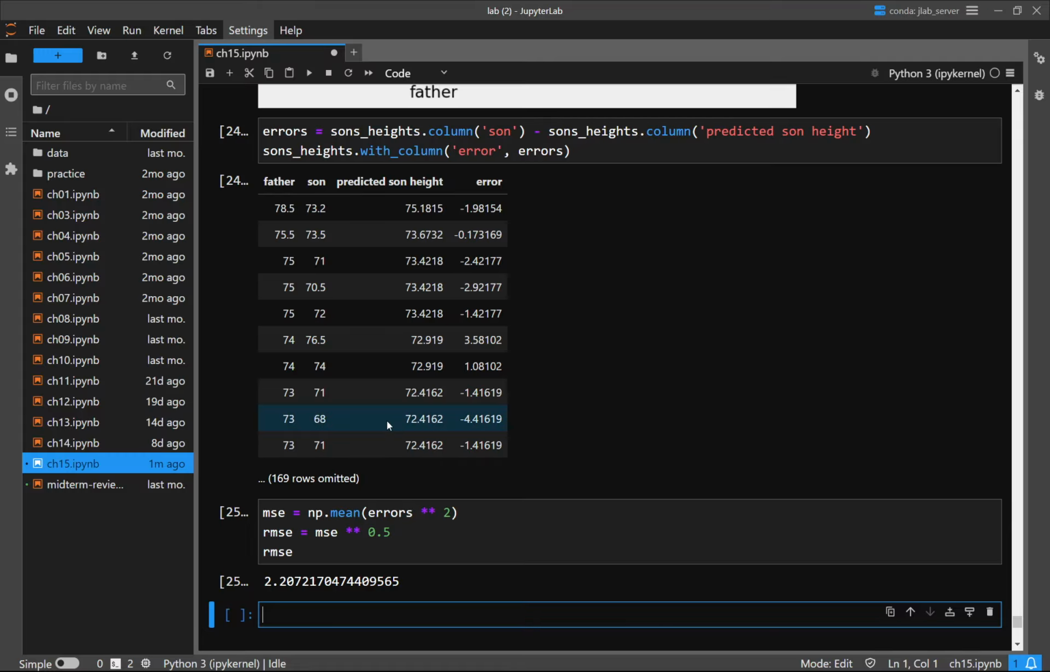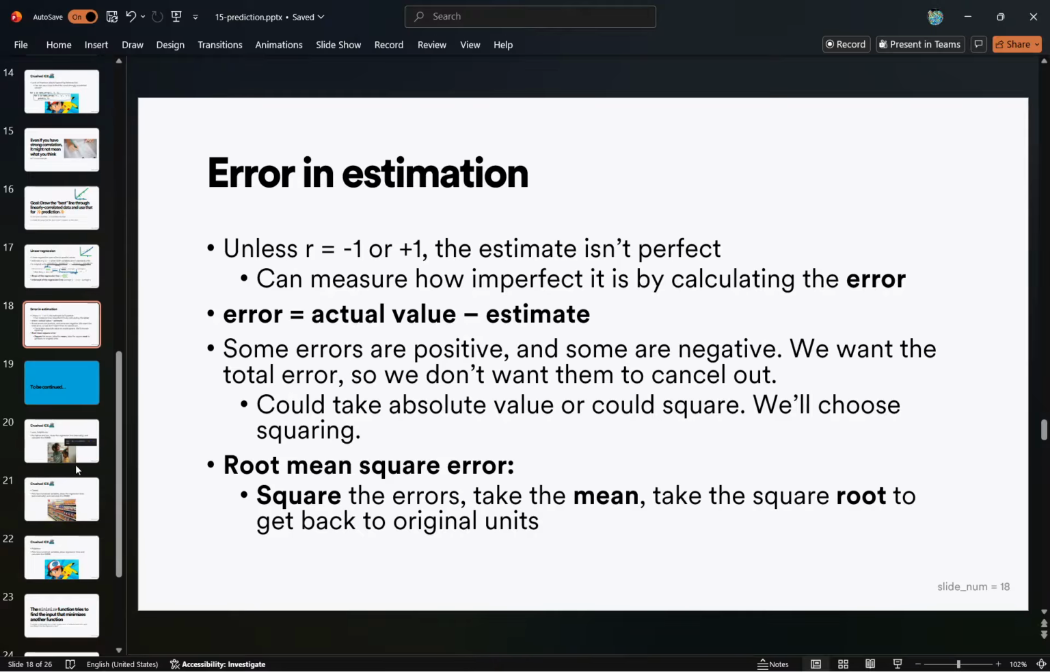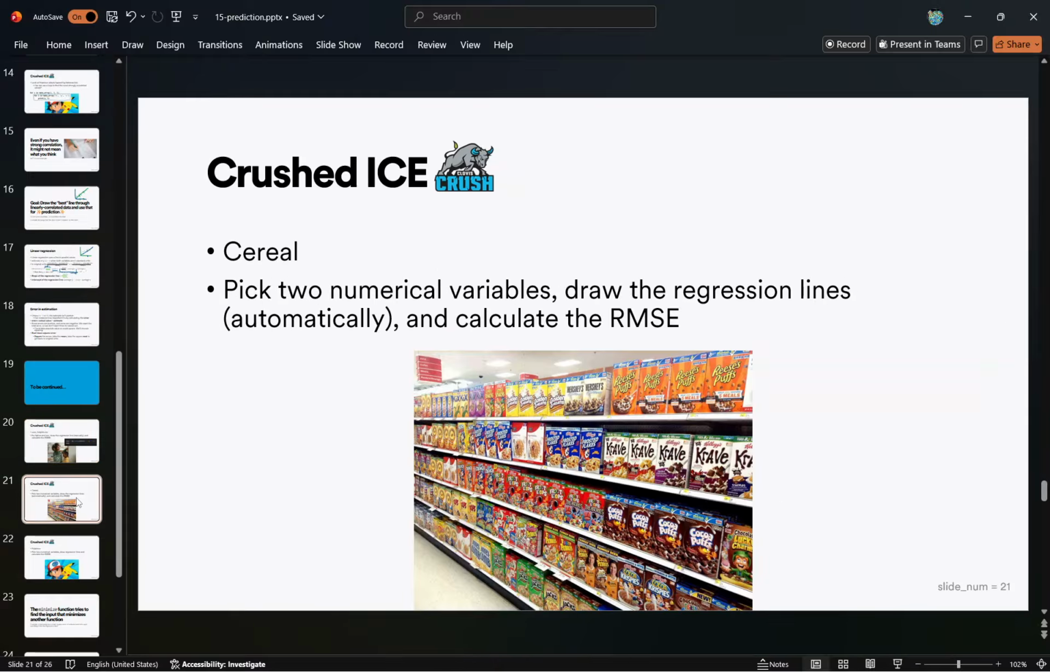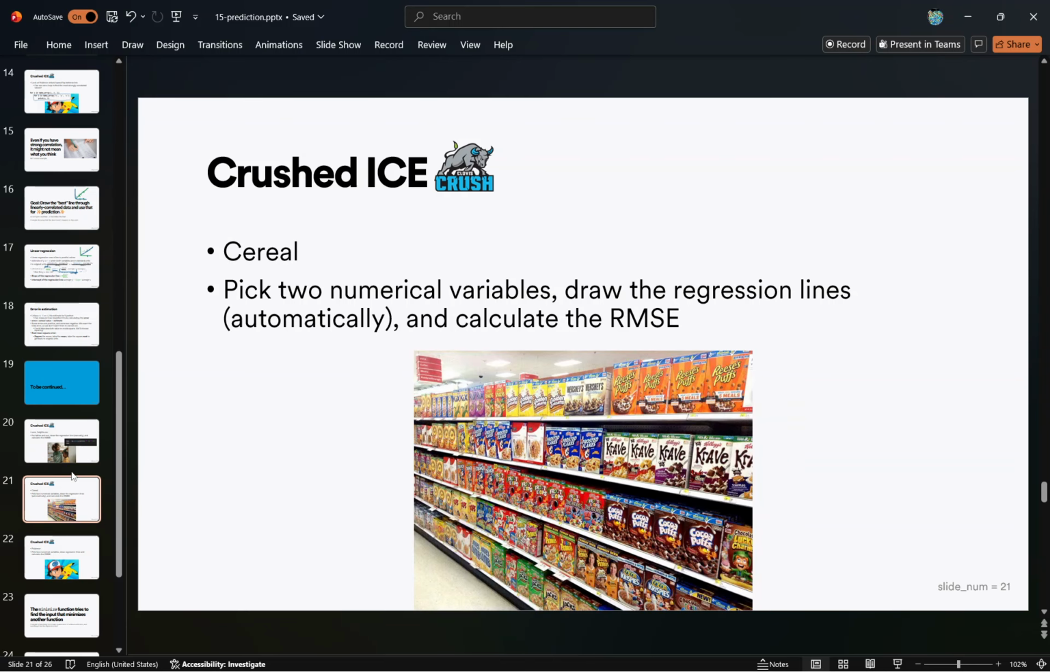Are there any questions about it? See how it's working? All right. Yeah, I just want you to try a couple more of those. Do the same thing for cereal and the same thing for Pokemon. If you want to do both at the same time, go for it. But I want you to try it.